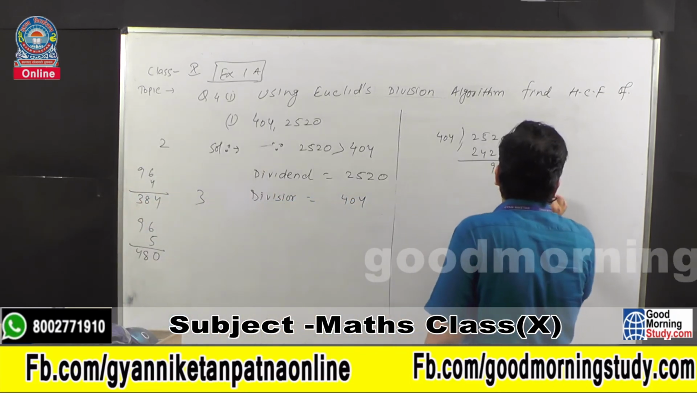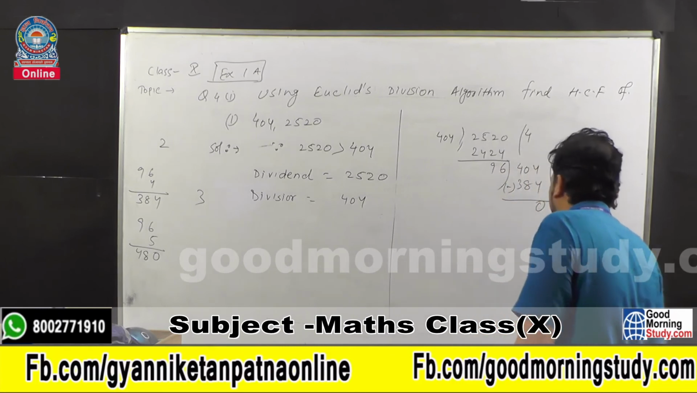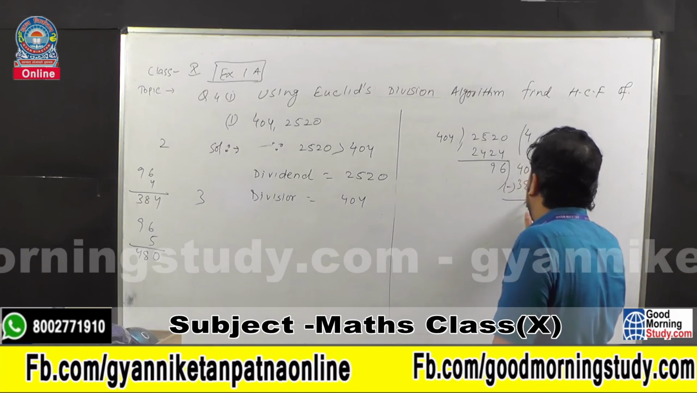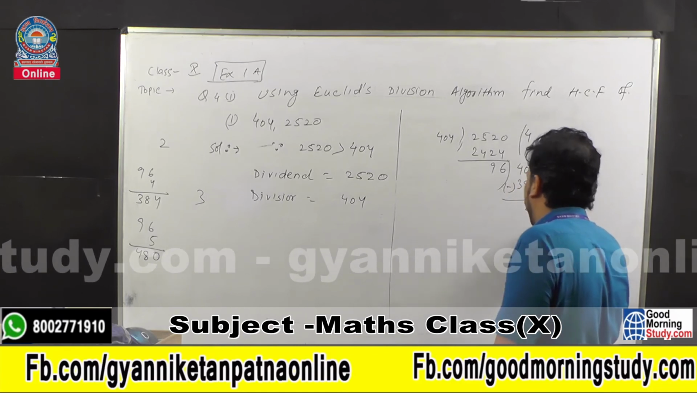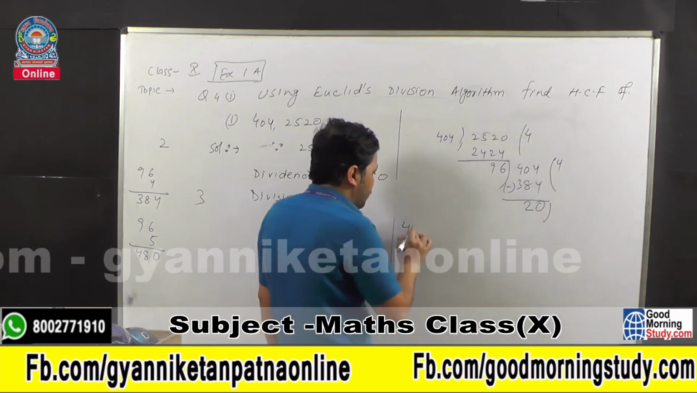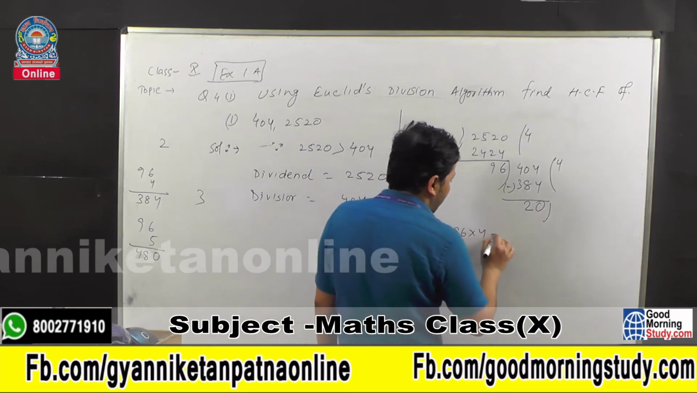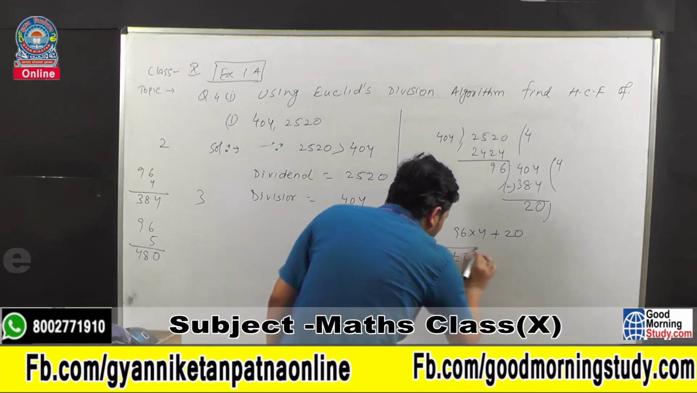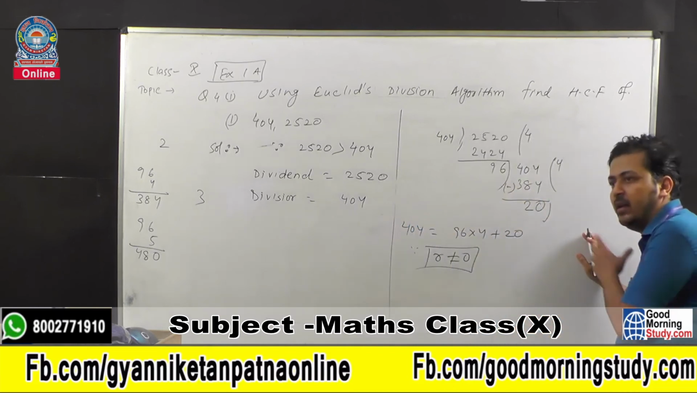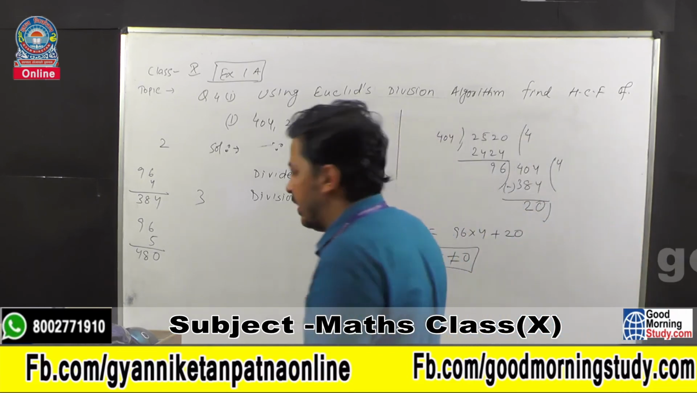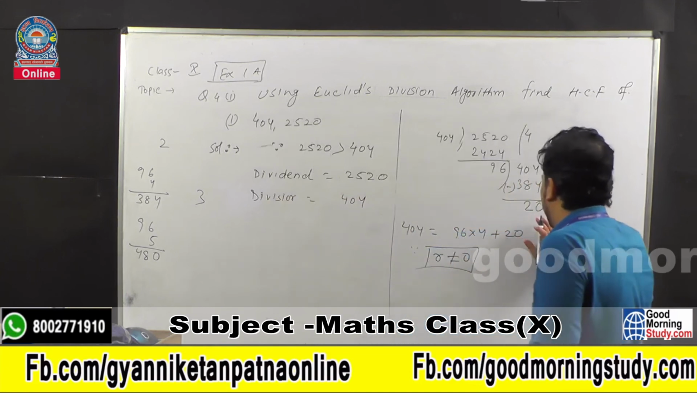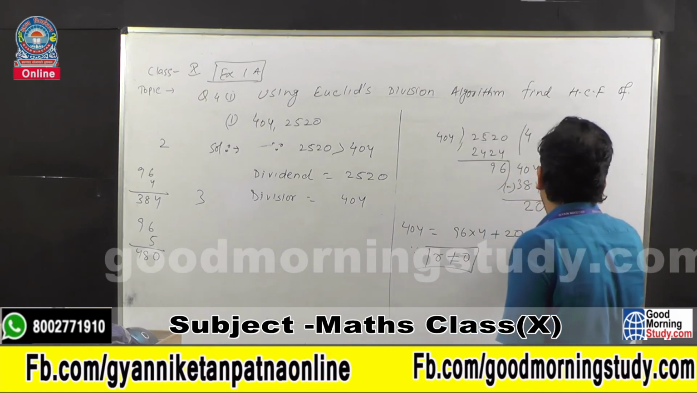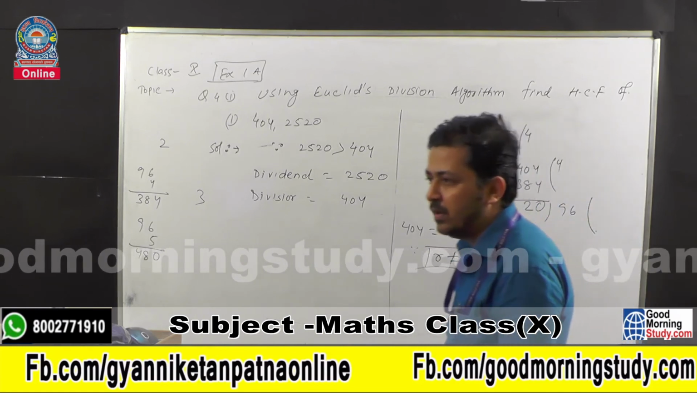चलिए 4 टाइम्स में 384, 404 minus 384 is 20. ओके, नाउ 10 minus 8 2, 3 minus 3 0। Again you will say that 404 is equal to 96 into 4 plus 20, and here since r is not equal to 0, again I will repeat the same thing. Again I will go further division. In that case 20 will be the divisor and 96 will be the dividend. 20 and 96. How much time you will get?